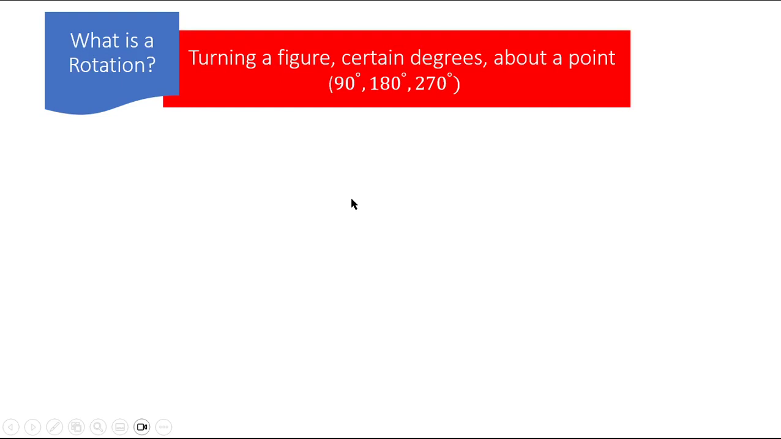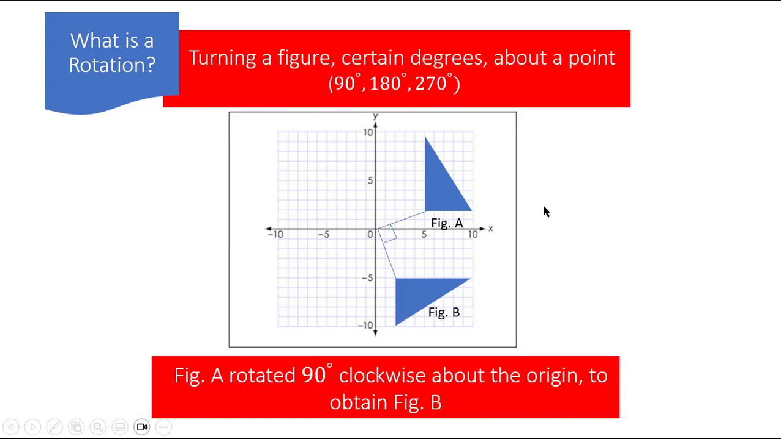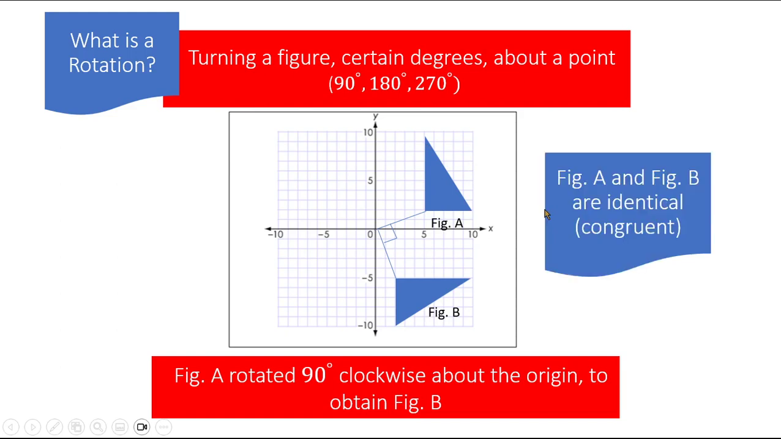What is a rotation? Turning a figure certain degrees about a point. We are interested in 90 degrees, 180 degrees, and 270 degrees. Here's an example. Figure A is rotated 90 degrees clockwise in this direction to get figure B. Again, figure A and B are identical, congruent.